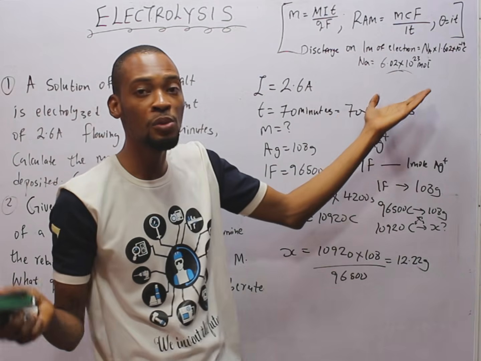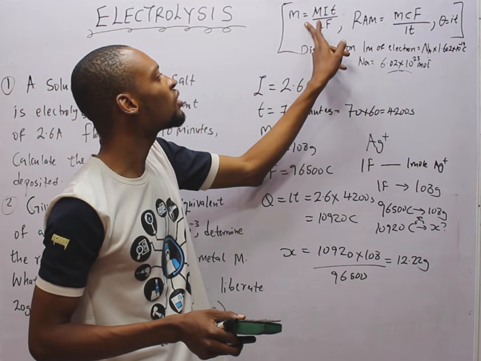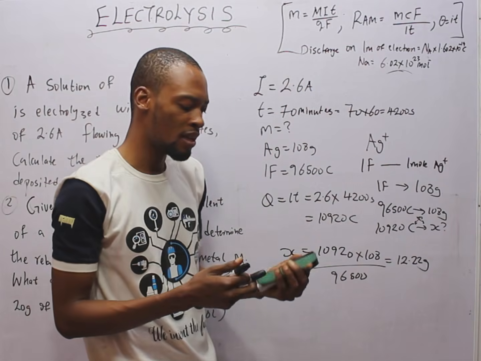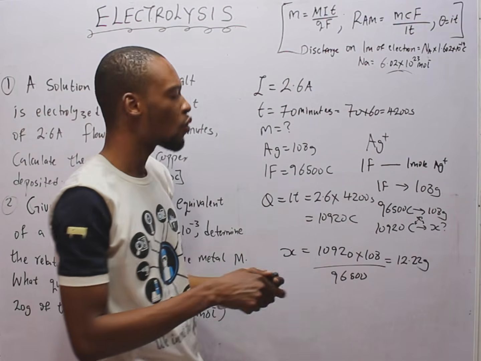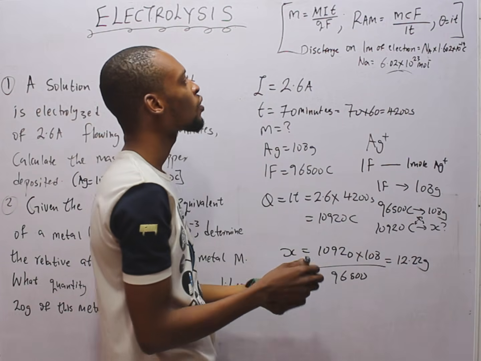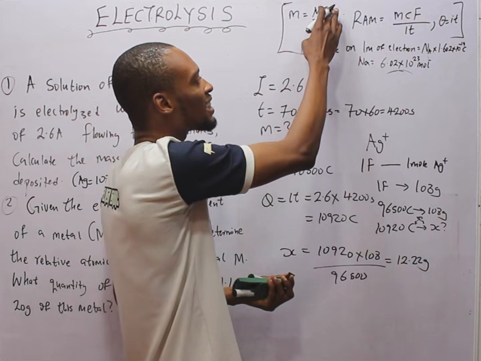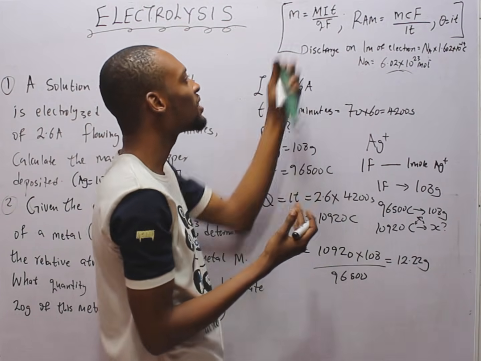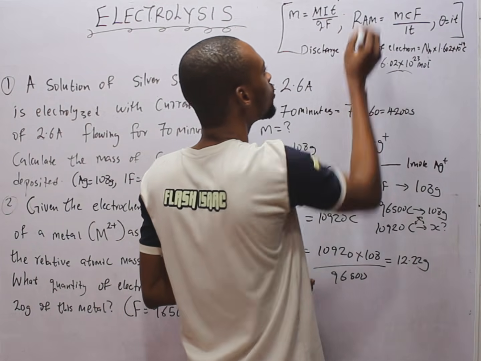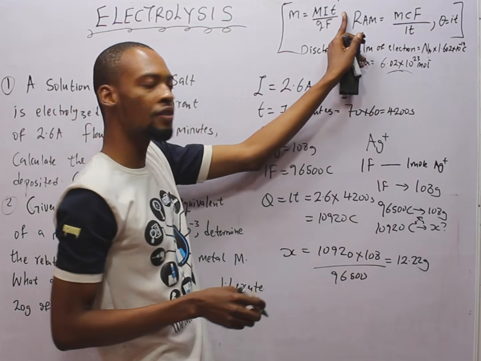They are very similar or almost the same. M is equal to MIT over QF. What is M? M is mass. What is this capital letter M? It is molar mass. What is I? I is current. What is T? Time. And remember, IT is equal to Q, so you can replace IT with Q.